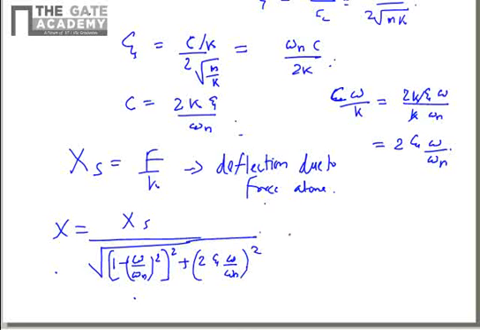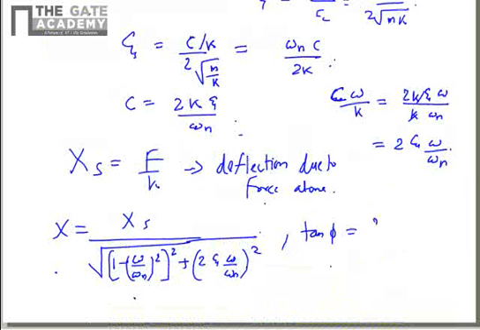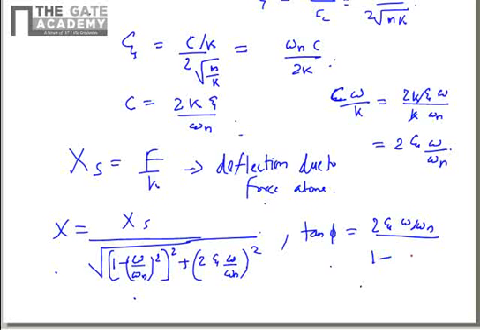So this you get expression for X, and for phi you get tan phi equal to C omega by K, that is equal to 2 Z omega by omega n, divided by 1 minus M omega square by K, so 1 minus omega by omega n whole square. So these are the expressions you get in the non-dimensional form.